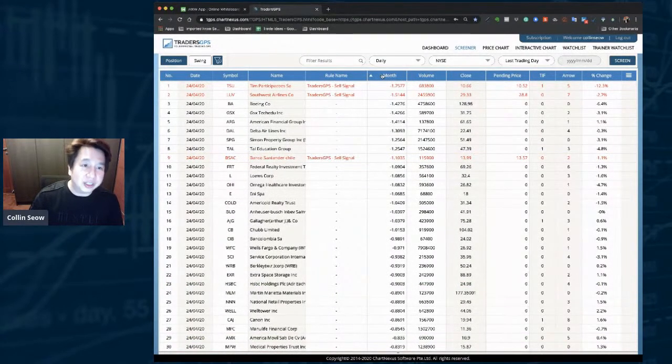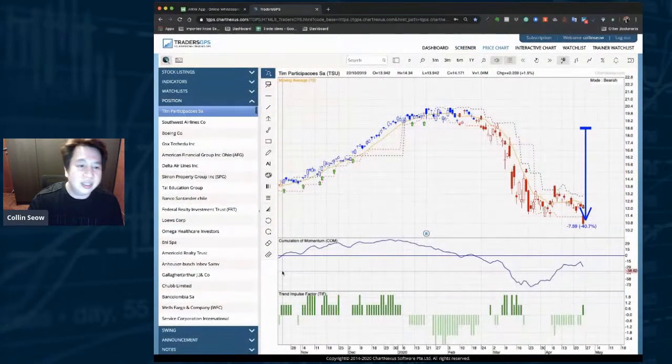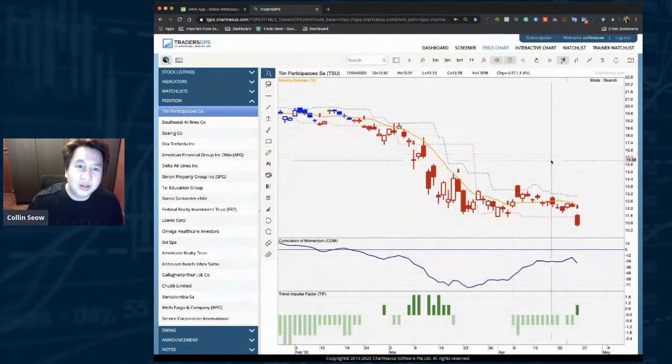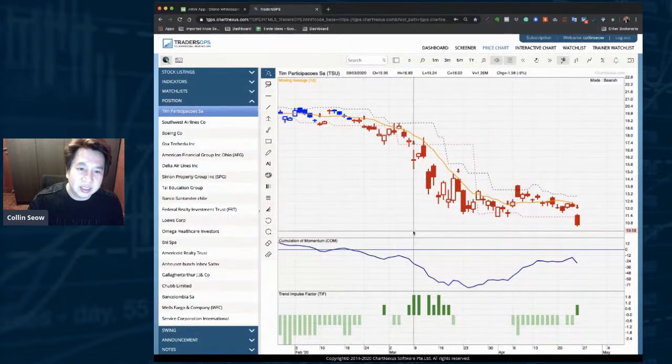Let's look at short. Let's look at short right now. So we have TSU. Let's count the number of valid arrows right now. How many valid arrows do we have? This is not valid because there's no teeth. This is not valid because there's no teeth. This is the first valid arrow. Agree or disagree?